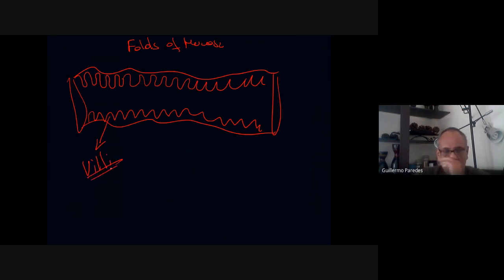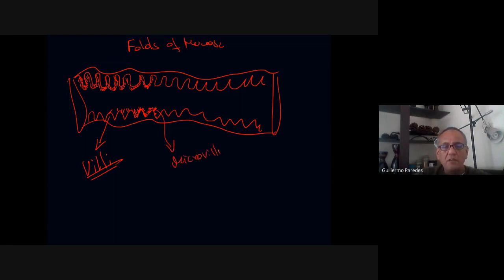Villi are actually the continuation of the cytoplasmic membrane of the cells that are lining here. So it is covered by cells. In addition, on the top of these villi, we have something like a small hair. That is, again, the continuation of the cytoplasmic membrane of the cells that form the lining. Each cell is going to have a microvilli. So we have the villi, which are the foldings, and the microvilli.